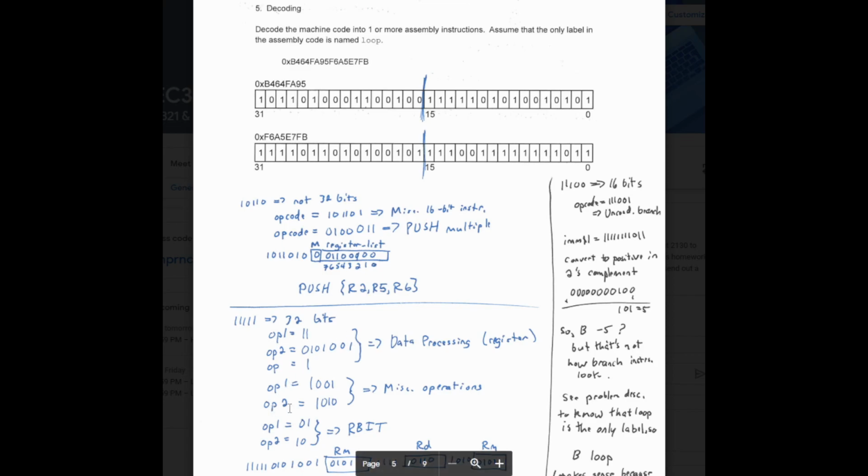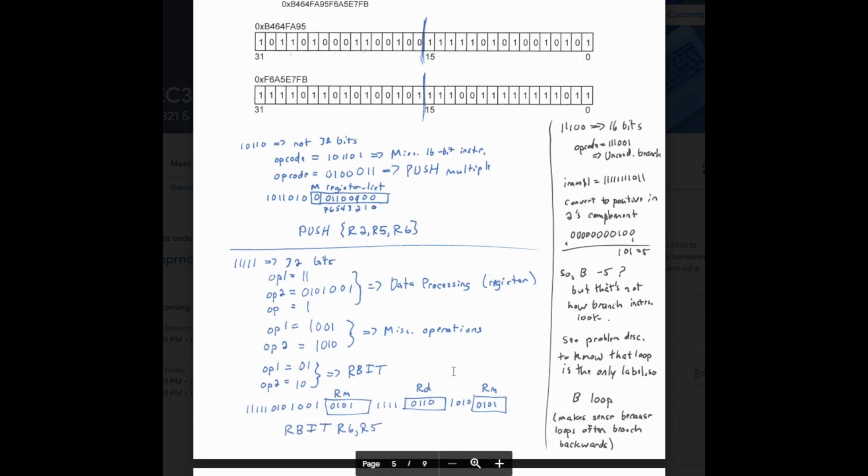We have to figure out what op1 and op2 are, and when we decode those, that should lead us to miscellaneous operations. Once we are at miscellaneous operations, we figure out op1 and op2 again, and that leads us to rbit. Rbit has sort of a funny encoding where, because we're not really encoding all that much, it's a lot of opcode to get there.